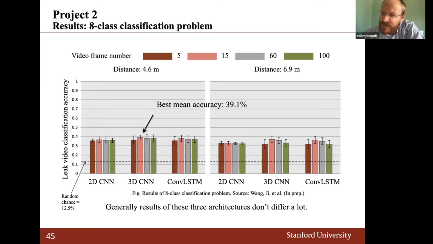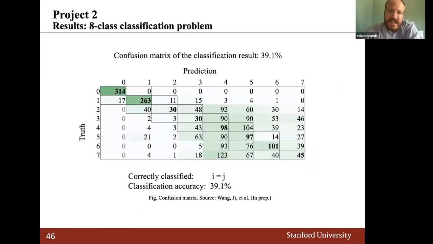This is called a confusion matrix. This is useful to look at here. And so here is the truth, 0 to 7, what we actually fed it. And here's its prediction. And a perfect model would have all instances right along the diagonal. If you feed it a 7, it would say it's a 7. If you feed it a 0, it would say it's a 0.